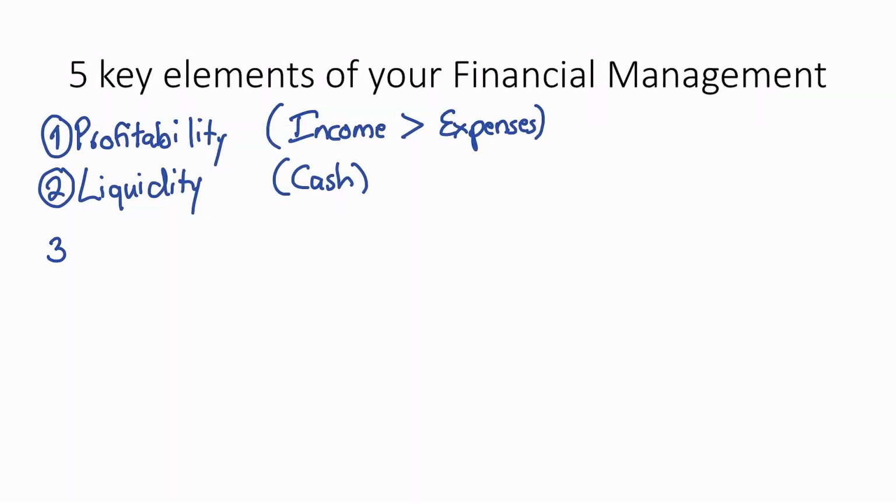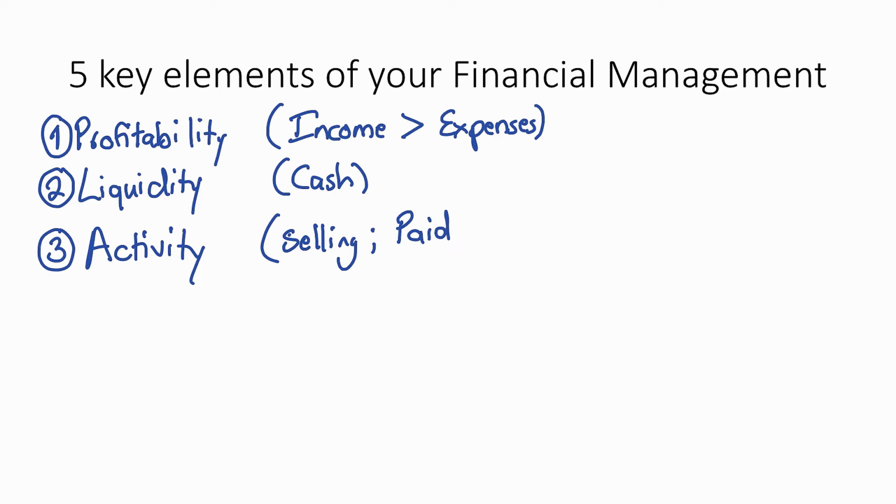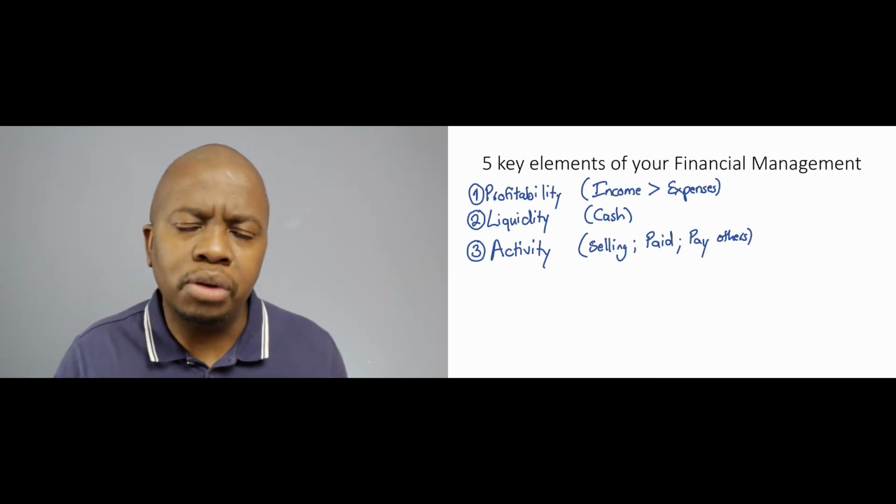The third one is managing activity. How fast are things happening in your business? And this normally relates to how fast are you selling when it comes to stock? How fast are you being paid by your customers? And how long does it take you to pay others? Because these are the things that influence your liquidity as well.